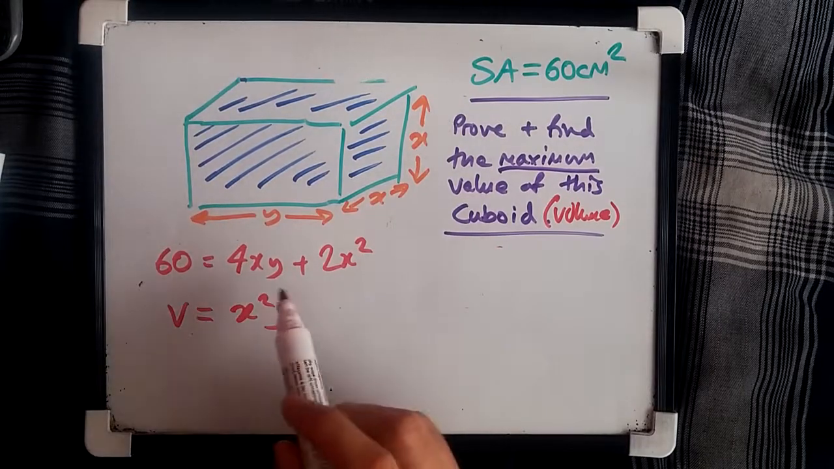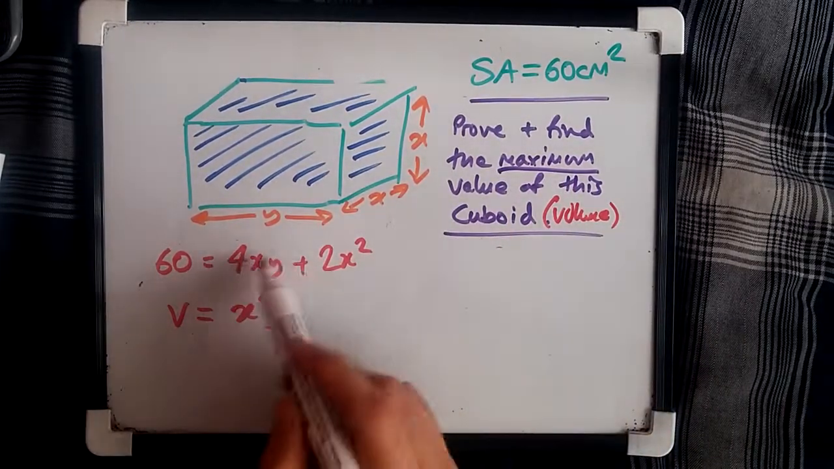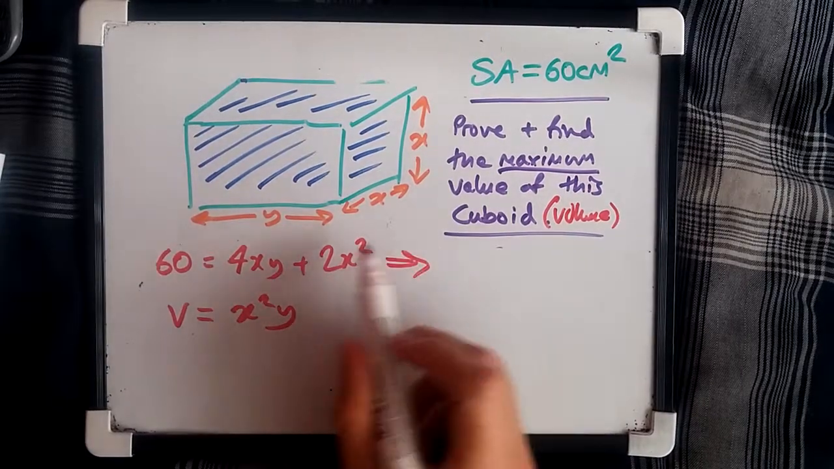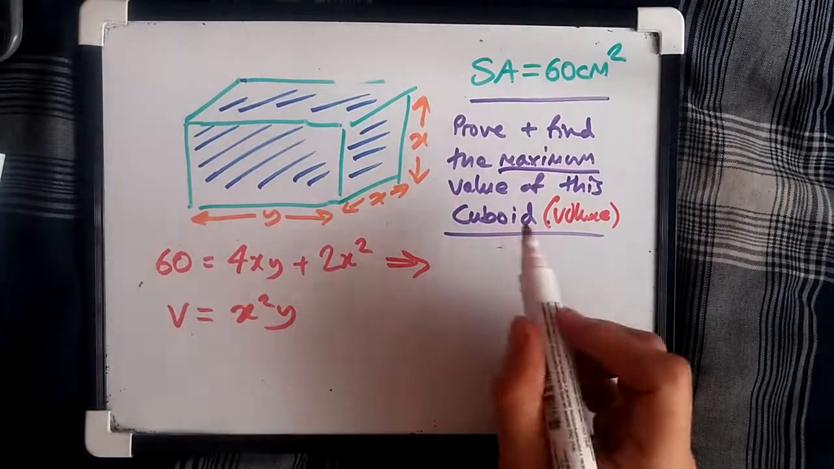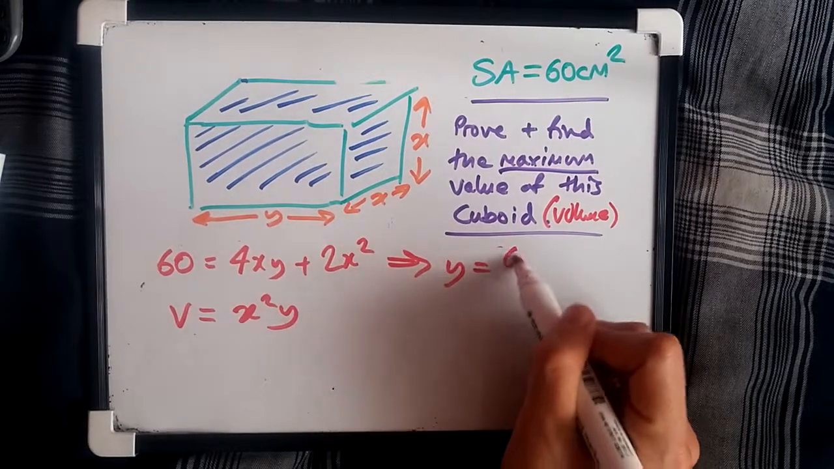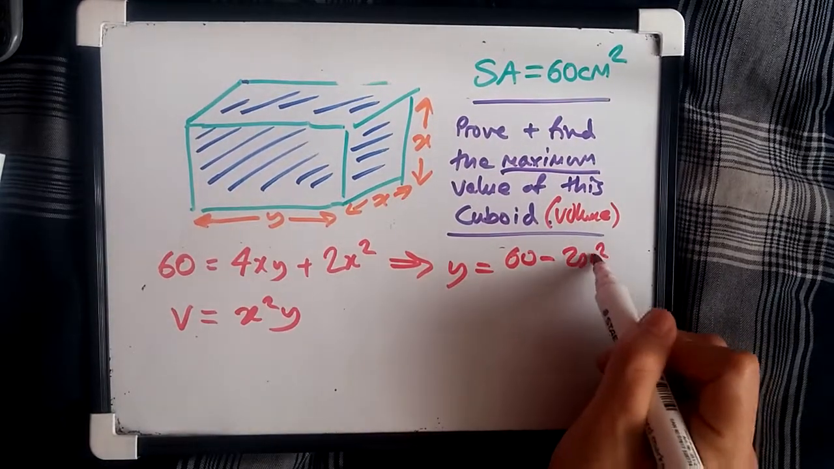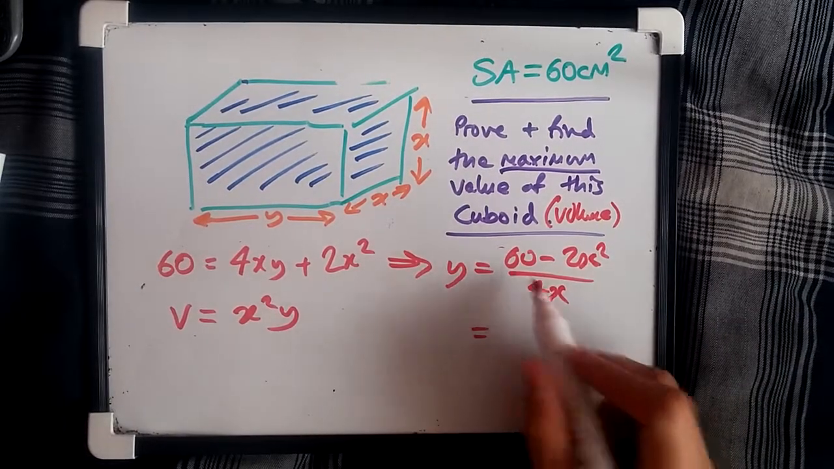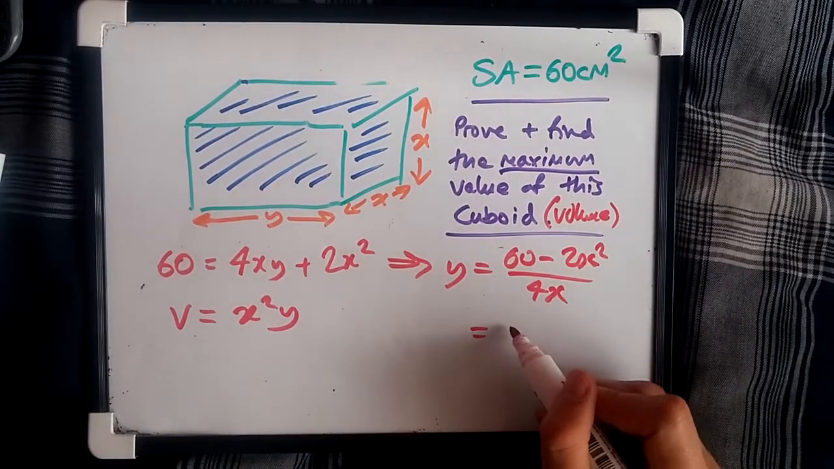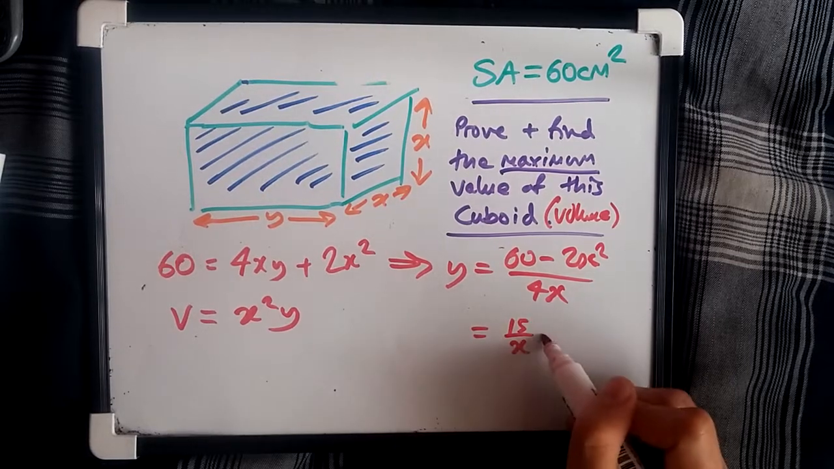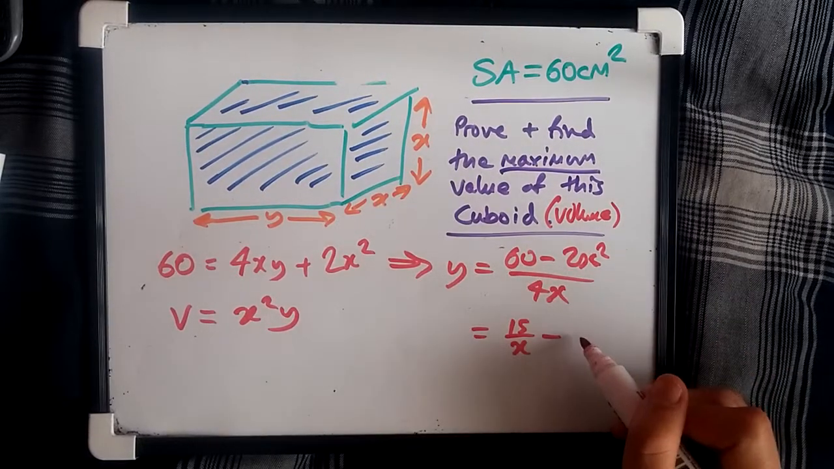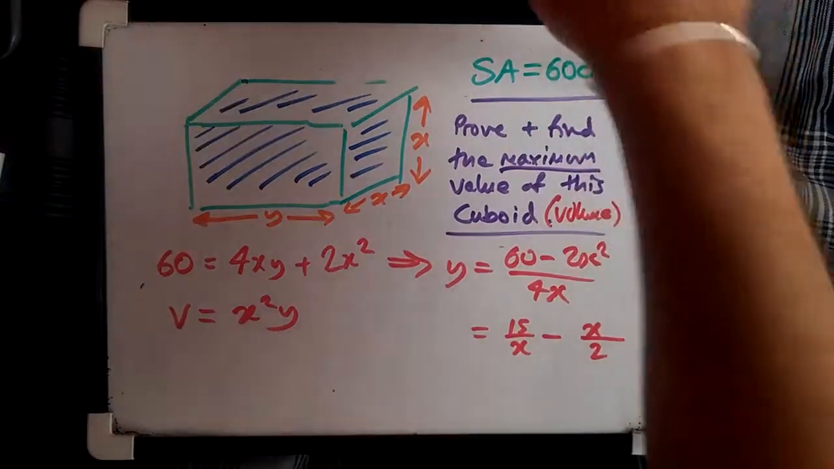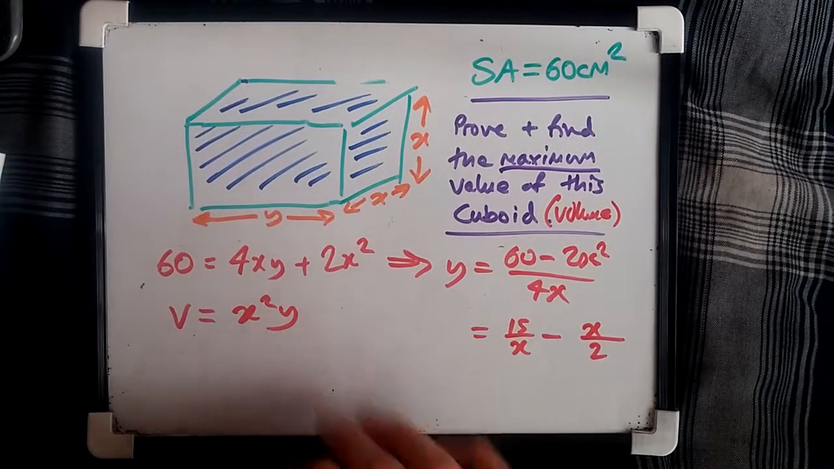So using the first equation, because we're trying to deal with the volume, we need to put something into here. So let's rearrange this to make y the subject. What I could do is subtract 2x squared and then divide by 4x. That will give us y equals 60 minus 2x squared over 4x. Simplifying this would give us what? 15 over x minus, dividing these two, x over 2. Not bad. Now all we do is pop this into here.